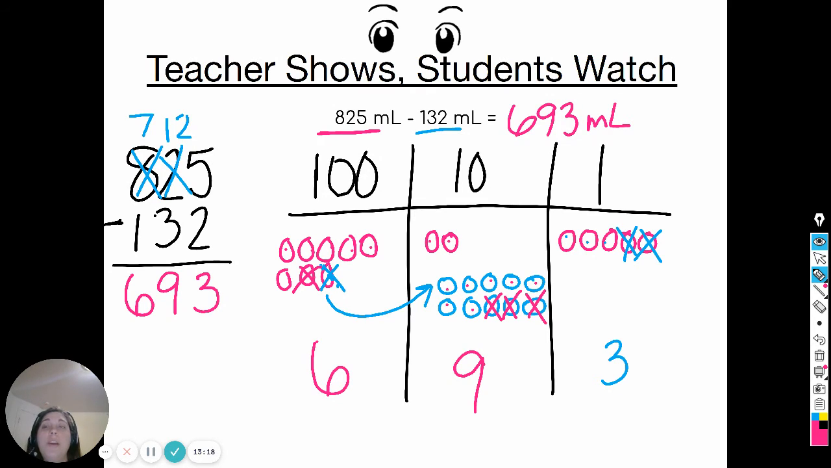So as you can see, it's very similar to what we did with addition, except now we're taking them away, so we'll need to do some borrowing.